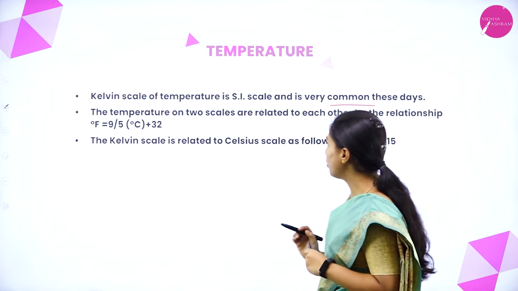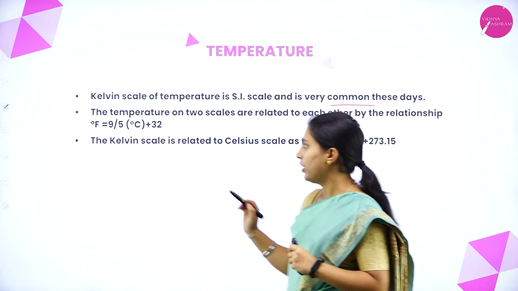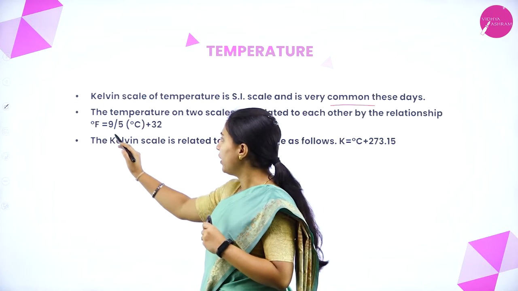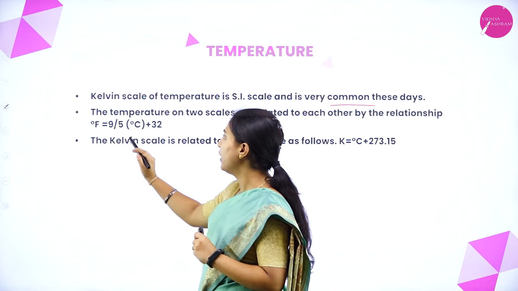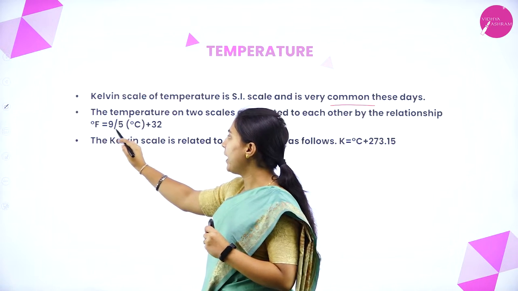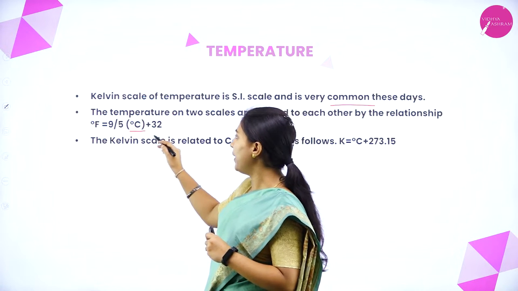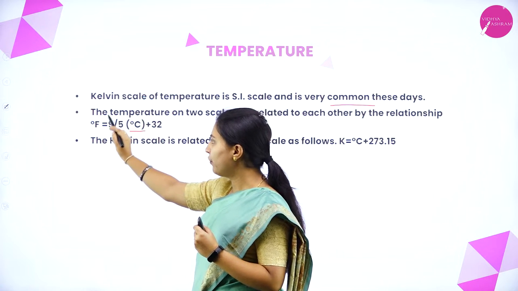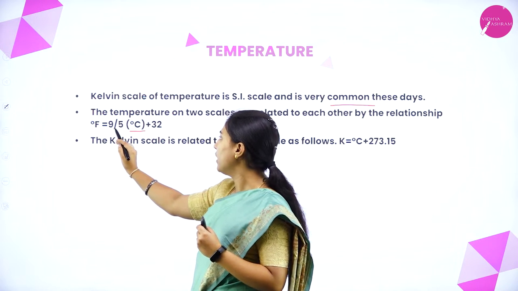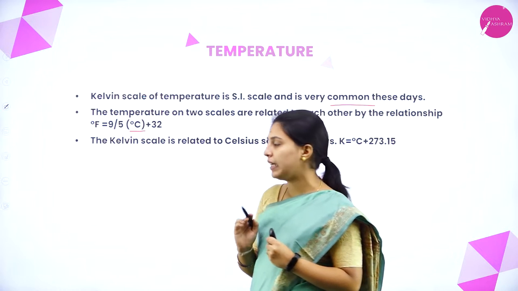The temperature on the two scales are related to each other by a relationship. How will it be related? If they have given in degrees Fahrenheit, you have to convert it by 9 by 5 into degree Celsius plus 32. If it is in Celsius and you want to convert it to Fahrenheit, you have to use this formula: 9 by 5 into degree Celsius plus 32.